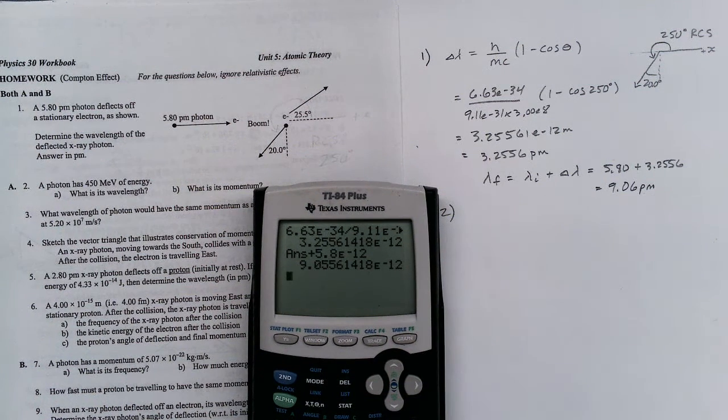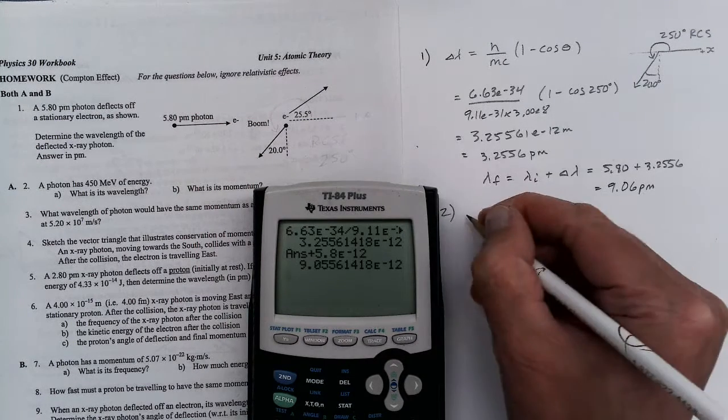Okay, Physics 30 is moving on. Page 105, we'll do question 2 as well. A photon has 450 mega electron volts of energy. What is its wavelength and what is its momentum?